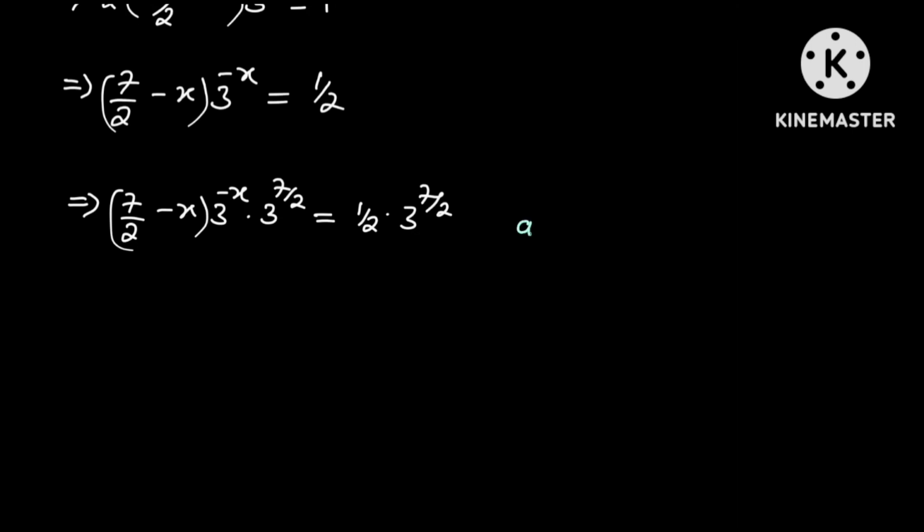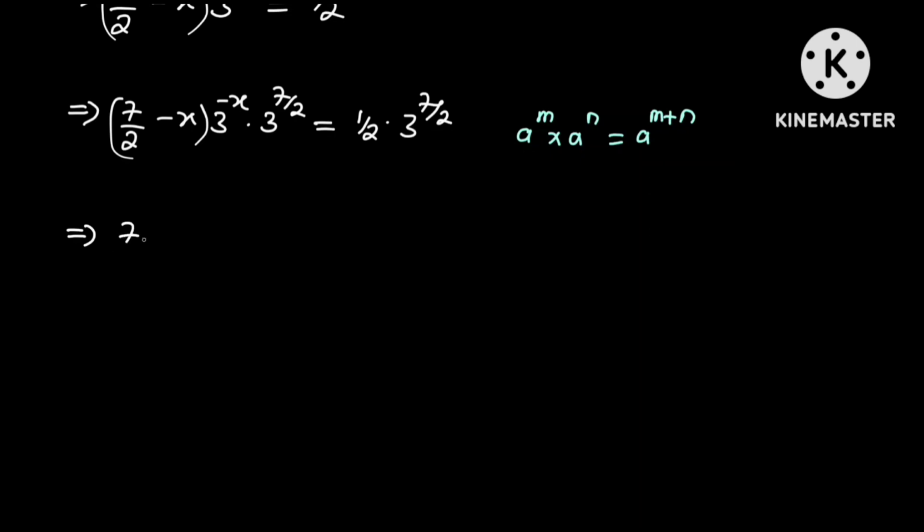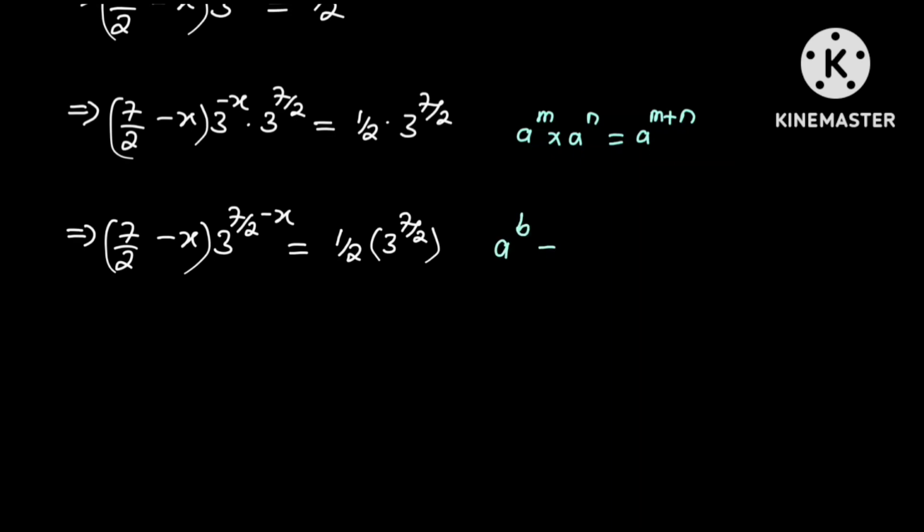But recall that a raised to the power m times a raised to the power n is equal to a raised to the power m plus n. And so this implies that 7 on 2 minus x multiplied by 3 raised to the power 7 on 2 minus x is equal to a half multiplied by 3 raised to the power 7 on 2. Again, recall that a raised to the power b is equal to e raised to the power the ln of a raised to the power b. And this is equal to e raised to the power b times the ln of a.